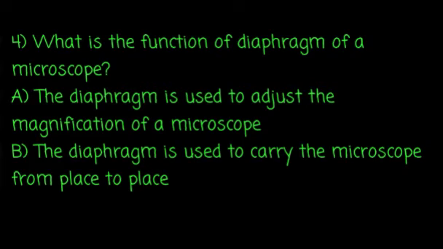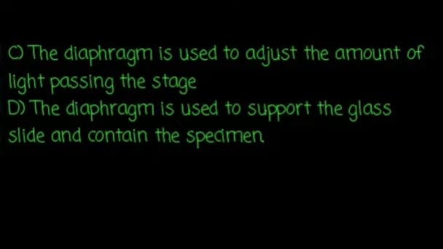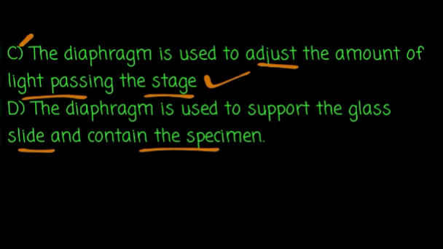What is the function of the diaphragm of a microscope? The diaphragm is used to adjust the magnification of a microscope. No. The diaphragm is used to carry the microscope from place to place. That is the arm's job, not the diaphragm's. The diaphragm is used to adjust the amount of light passing the stage. This is correct. The diaphragm is used to support the glass slide and contain the specimen. That is the stage's job. So our answer is C.